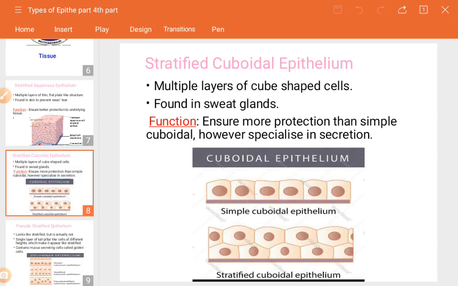Next, stratified cuboidal epithelium. Now you can compare here the simple cuboidal epithelium and the stratified cuboidal epithelium, because as we have shown in the image, the first one consists of only a single layer and the stratified one consists of two layers, maybe more layers also, just for your understanding I have shown it here. So here there are multiple layers of cube-shaped cells. Cube-shaped is obviously in its name, cuboidal. Cube means a honeycomb-like or cube-like structure, that's why it's known as cuboidal. You can see in the image, and it is found in sweat glands.